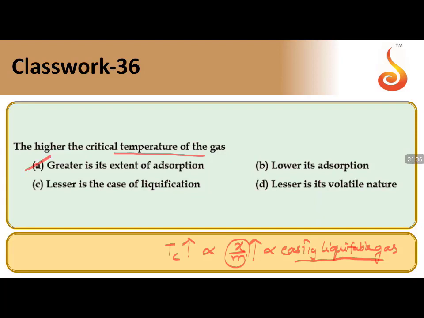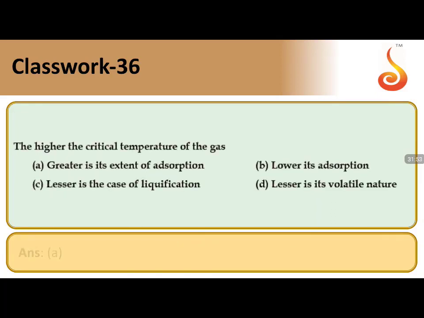So the ease of liquefaction should be high. Lesser volatile nature is the wrong statement here, because we are not talking about critical temperature and volatile nature. So the option here should be option A. Yes, option A is the correct answer.